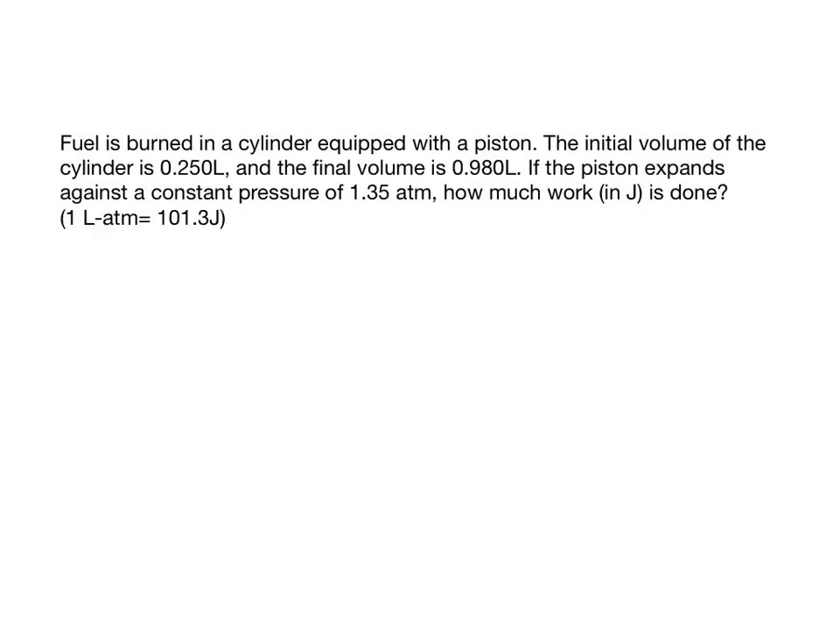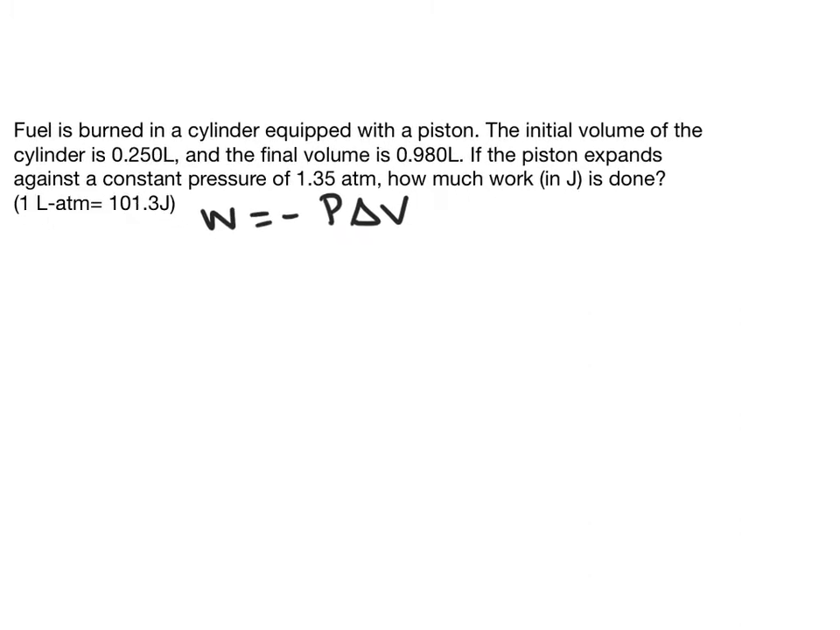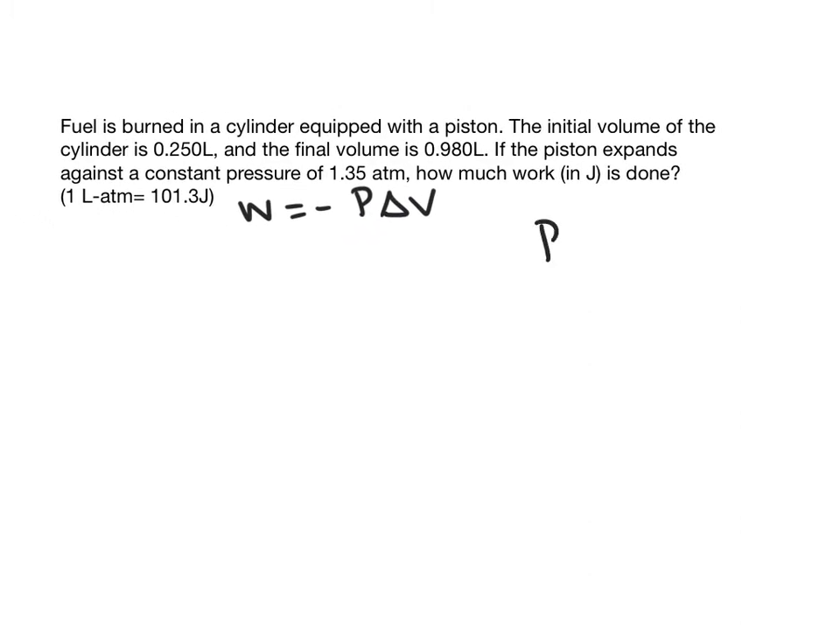So let's look at an example here. If fuel is burned in a cylinder equipped with a piston, the initial volume of the cylinder is 0.250 liters, and the final volume is 0.980 liters. If the piston expands against a constant pressure of 1.35 atmospheres, how much work in joules is done? The equation we want to use is work equals negative P delta V. So pressure, in this case, is 1.35 atmospheres.